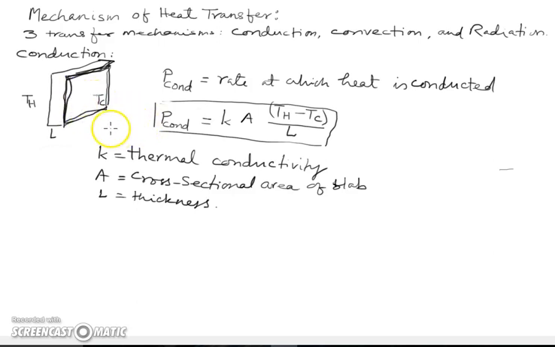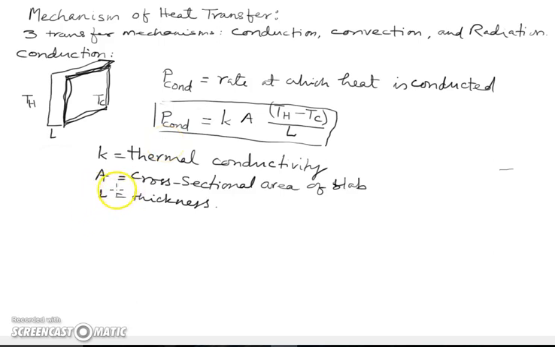So bigger is the area, faster is the rate of transfer. So it's proportional to A. Same thing, TH minus TC, that's a temperature difference between the hot side and cold side. So again, from our experience we know, the higher is the temperature difference, faster the transfer of the heat. And L, the thicker is this separation between TH and TC, slower is the rate.